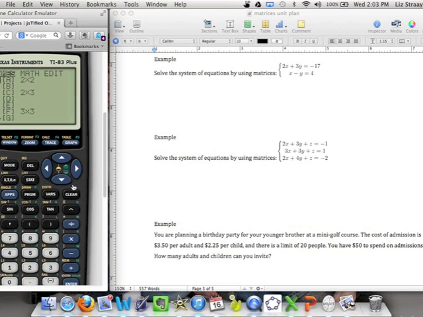Yep, I was just showing how to do it by hand, and now we'll look at how we do it on the calculator. So I'm going to go in and edit matrix A. It's going to be a 2 by 3. Remember, rows go first, then columns. So I have 2 rows and 3 columns. Then I put in my entries.